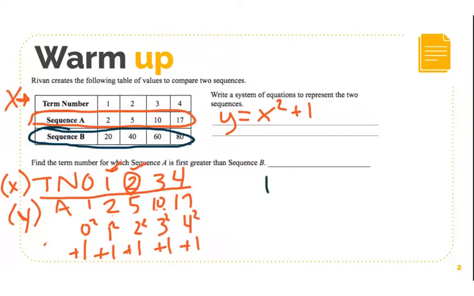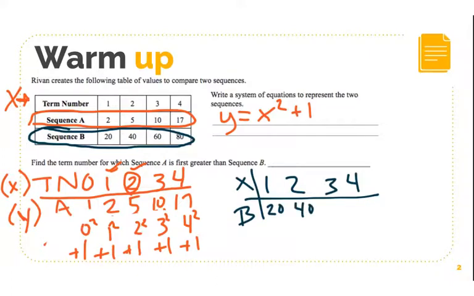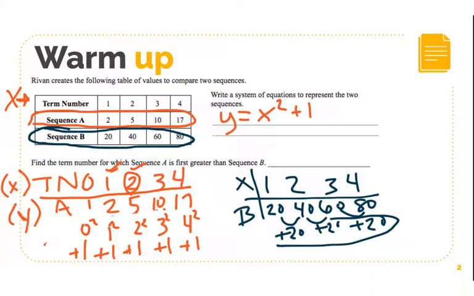So now let me do sequence B. So I've got 1, 2, 3, 4 for my term numbers for those x values. And then for sequence B, or my y values, 20, 40, 60, 80. Okay, so plus 20, plus 20, plus 20. Oh, so my first difference is constant, right? So that would be linear. That would be a linear function.